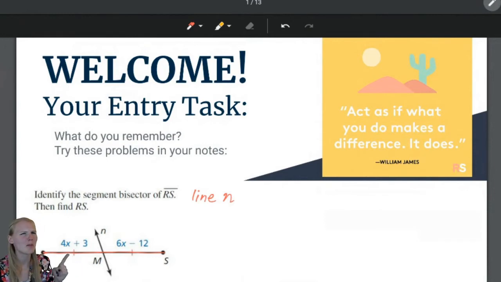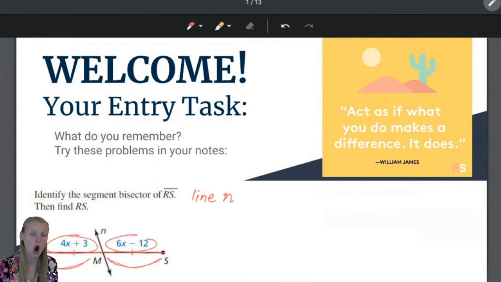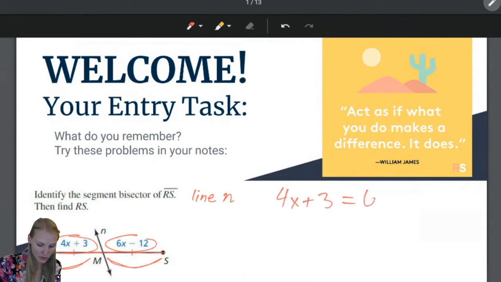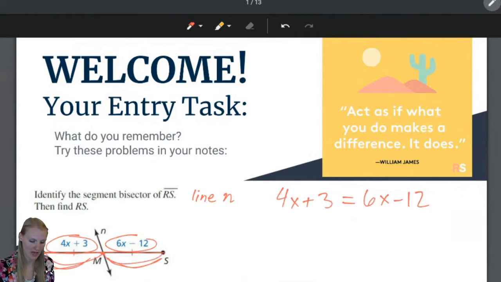Now, there's got to be some way to figure out what x is from this picture. Do you remember what these tick marks mean? Hopefully you do, because these tick marks are going to be here for the rest of the year, so make sure you know what they mean. What they mean is that this segment, RM, and this segment, MS, are the same. And if two things are the same, it means that they are equal. So what I can do is say 4x plus 3 is equal to 6x minus 12, because line n is bisecting RS, it cuts it in half, which means the distance from M to R has to be the same as from M to S.